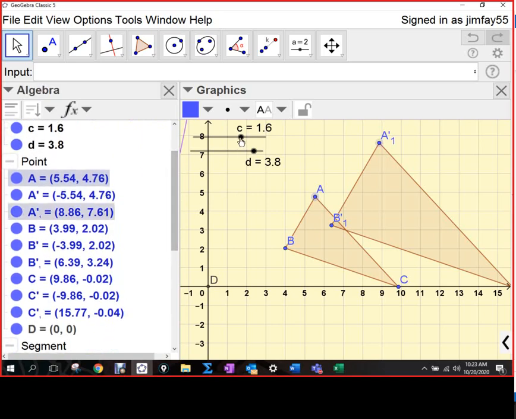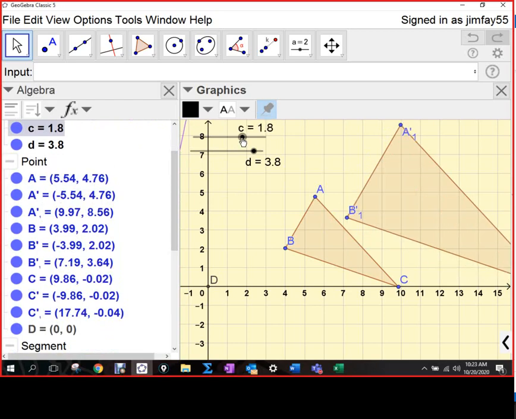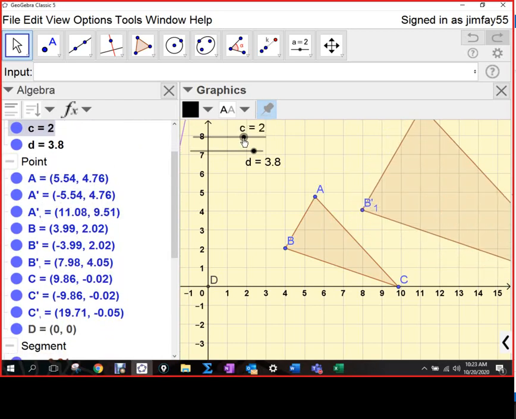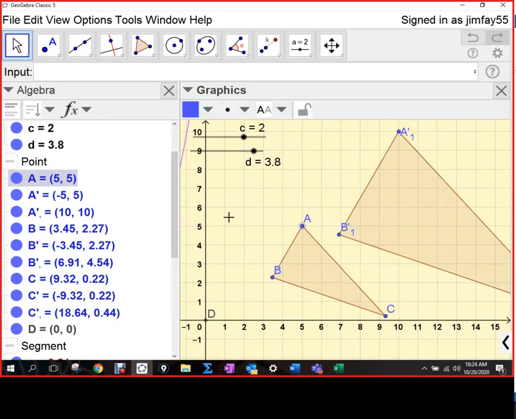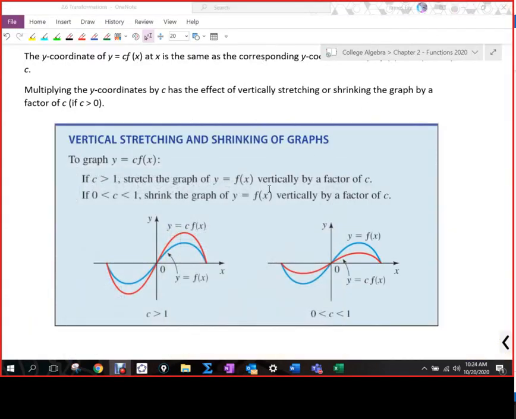Okay, let's actually make the c value a 2. And let's put this point right there at A. So A is at 5, right? So looking at those two, how do those y values relate? Twice as big, right? You guys remember doing dilations, right? Dilations, all you do is take the ordered pair and multiply it by whatever the scale factor is. Well, that's really all we're going to do today, okay?